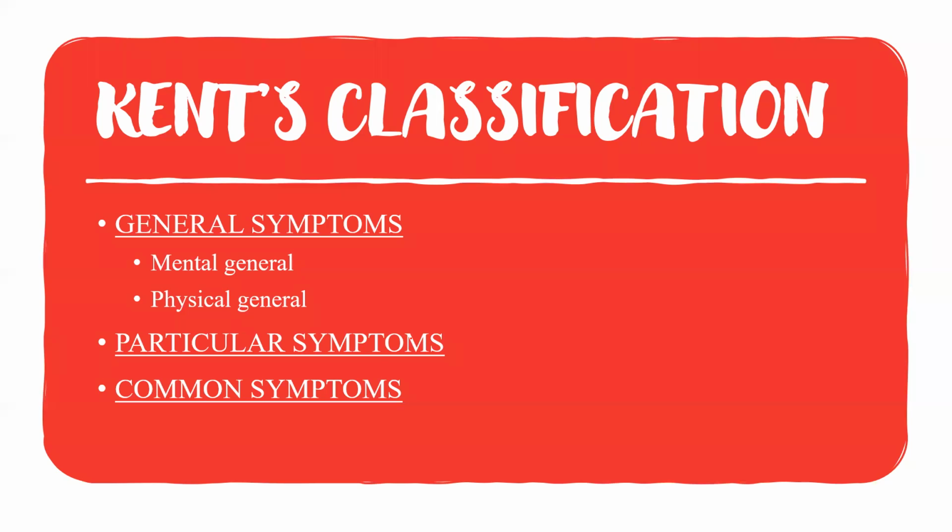Next one is particular symptoms. Now talking about particular symptoms in the case of Kent, again we have grades of importance. The first grade particulars are those which are very peculiar, uncommon, unexpected, unaccountable, or in short, we can call it a PQRS symptom. Now, second one is symptoms with modalities. These are the second grade symptoms.